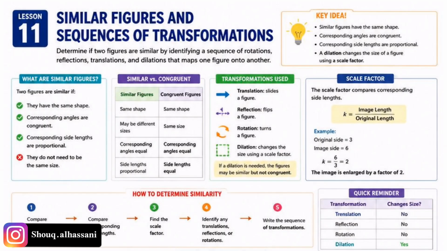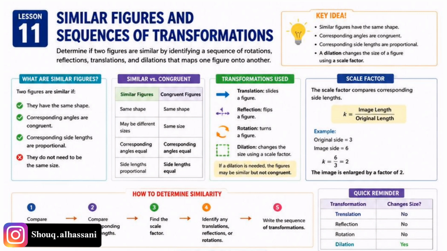Today's lesson is on similar figures and sequences of transformation. Two figures are similar if they have the same shape. They don't have to be the same size, but they must meet two conditions. Corresponding angles must be congruent, which is equal. Corresponding sides must be proportional. And to determine if two figures are similar, we use a sequence of transformations: translation, reflection, rotation, and dilation.